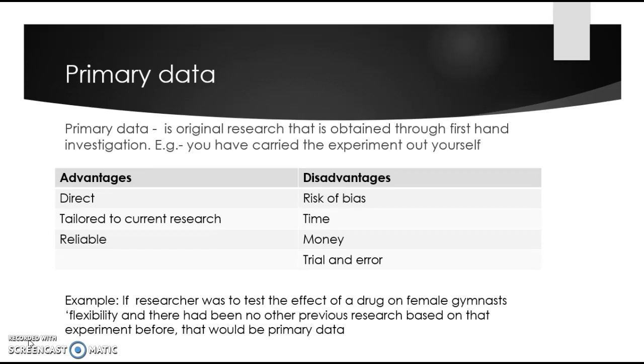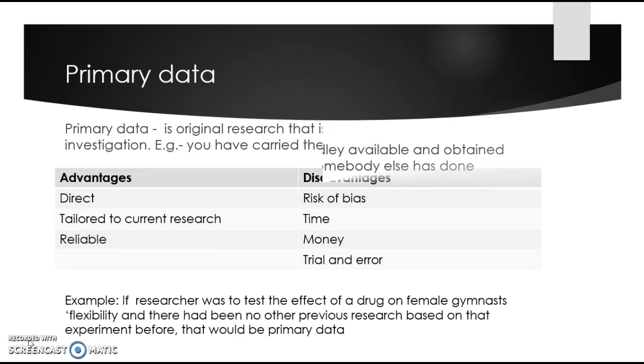Disadvantages are risk of bias as you are doing it yourself, so therefore you may favour the results as a result of this. It costs a lot of your time, can cost a lot of your own money, and it takes a lot of trial and error. Example of primary data would be if a researcher was to test the effect of a drug on female gymnasts' flexibility and there had been no other previous research based on that experiment before, this would be primary data.